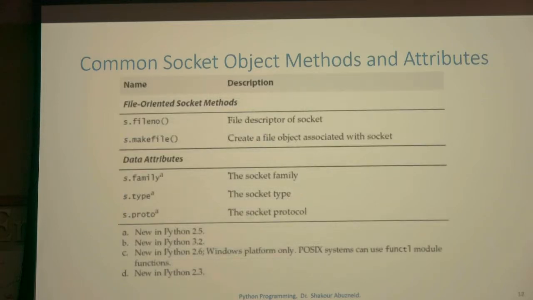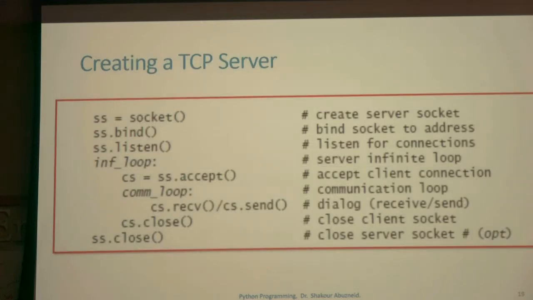All right. So file-oriented socket programming and the data attributes, just take a look at them. I don't want to waste time. These are the steps for creating a TCP server. What is the first step? Create a socket using the socket function. Then I save it as SS. You could name it anything. And after that, you bind an address to it. Then you make it listen.